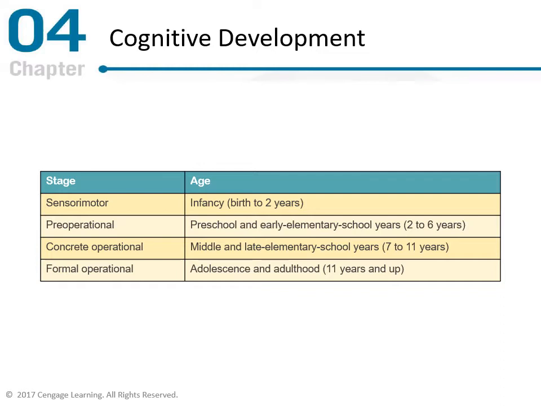And then the concrete operational stage is middle and late elementary school years, and that's 7 to 11 years. And the child's thought process is logical. So that's when they begin to have that logical thought. And at this age, the child is able to classify and their understanding is literal.